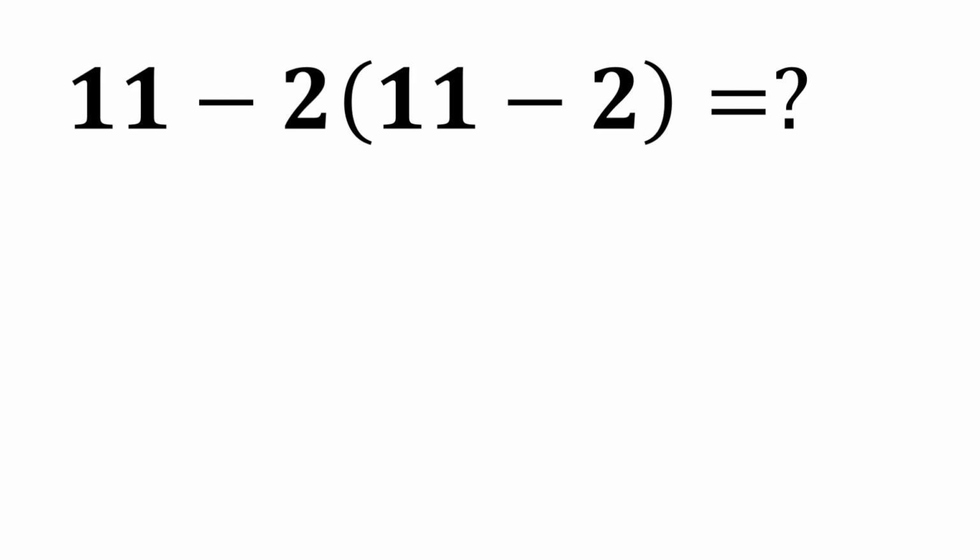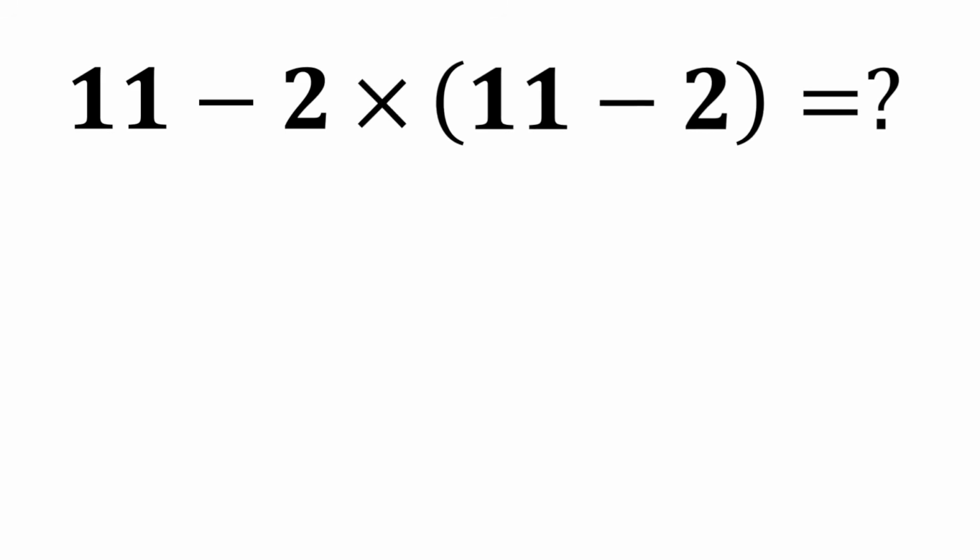The expression is 11 minus 2 times open parenthesis, 11 minus 2, close parenthesis. In this expression, we have a subtraction, a multiplication, and a pair of parentheses. Inside the parentheses, there is another subtraction. The multiplication sign is written here.